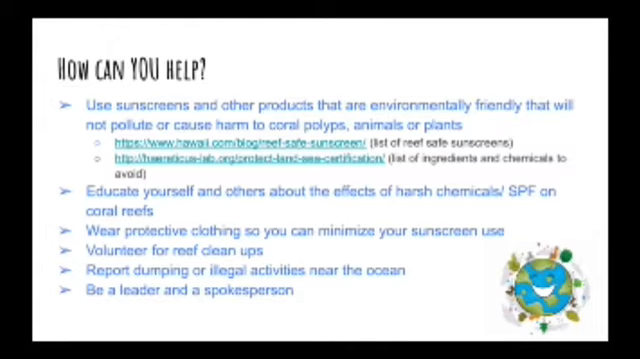Using sunscreen and other products that are environmentally friendly, educating yourself and others about the effects of harsh chemicals, wearing protective clothing so you can minimize your sunscreen use, volunteering for reef cleanups, reporting dumping or illegal activities, become a leader and a spokesperson.